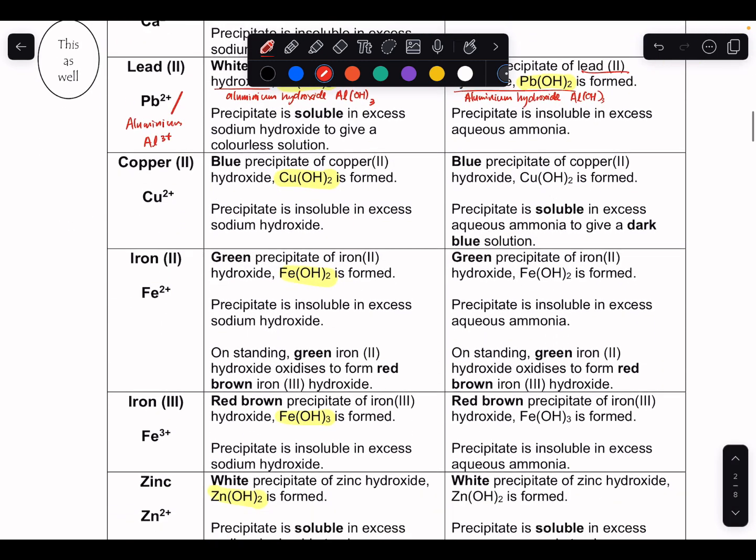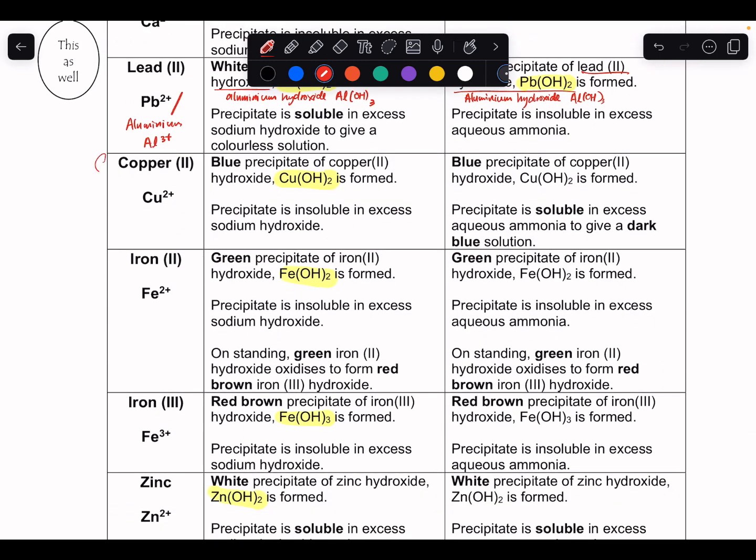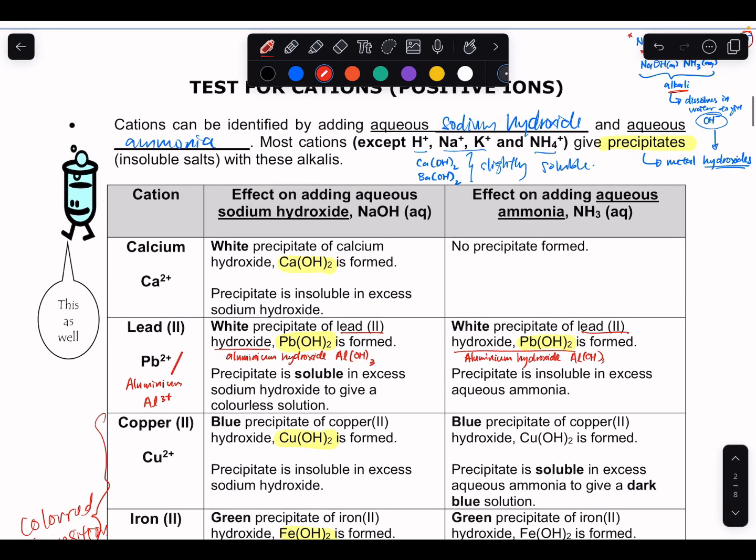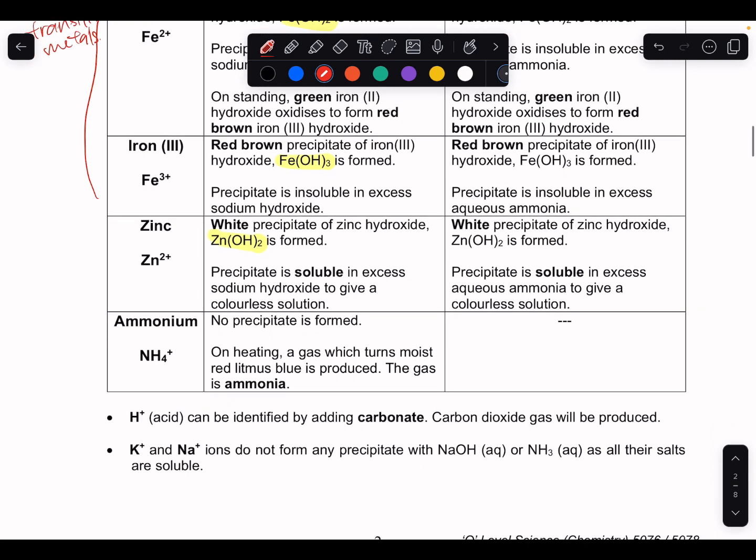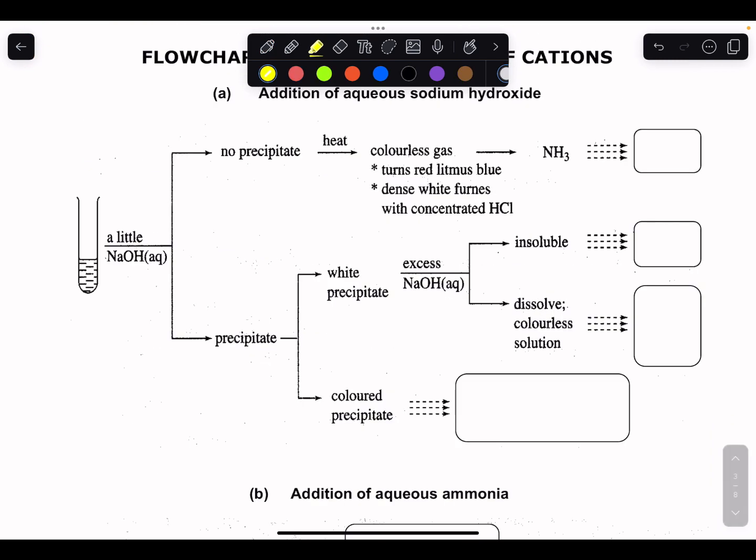There are colored precipitates, like for your transition metals. Then we have the not colored ones, which are all white. So then let's do this flowchart for the test for cations. I think I'll need you to add one more, which is there's no precipitate. If you heat it and there's no gas, this means that it is likely your group 1 ions.